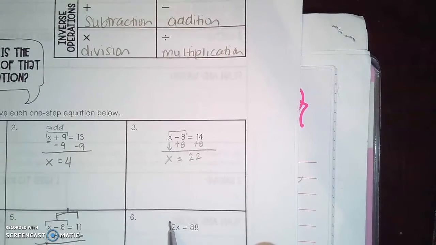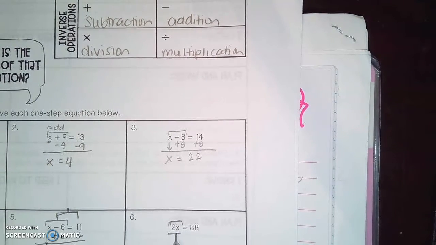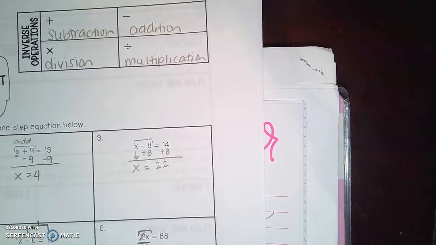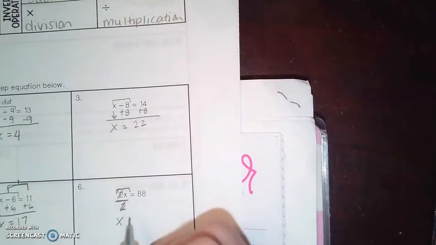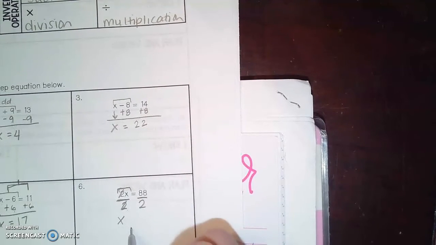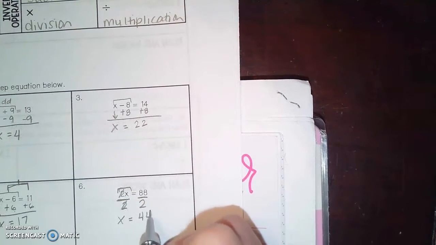My last and final one reverts back to kind of what we did in the first one. This means multiplication. So in order to undo the multiplication, I'm going to divide by the coefficient. So I'm going to divide by 2. And 2 divided by 2 is 1, so I have 1x left. And then I also have to divide this side by 2. Okay, so I divided this side by 2 and I had 1x left. And then 88 divided by 2 is going to be 44.